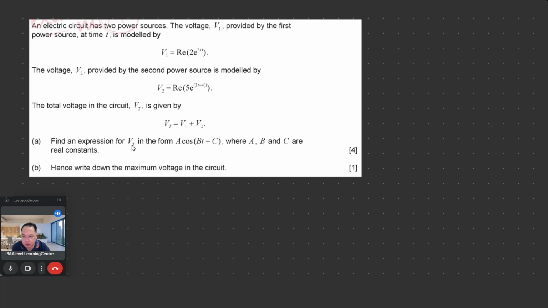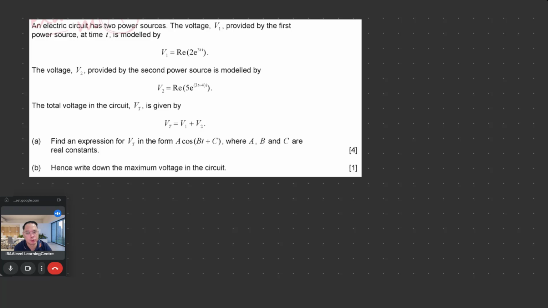Question A. Find an expression for Vt in the form A times cosine of (Bt plus C), where A, B, and C are real constants. And question B. Hence, write down the maximum voltage in the circuit.